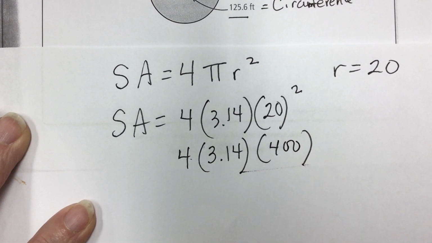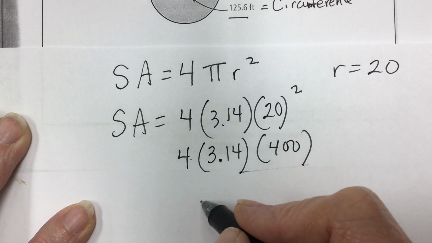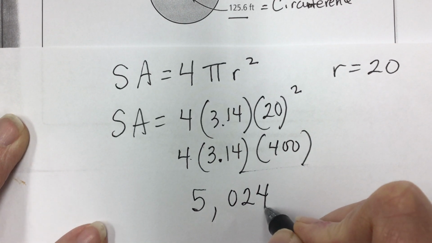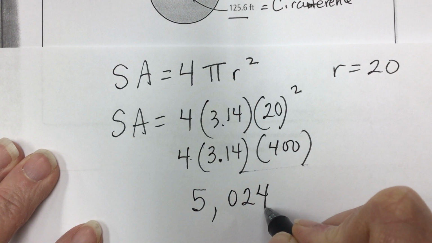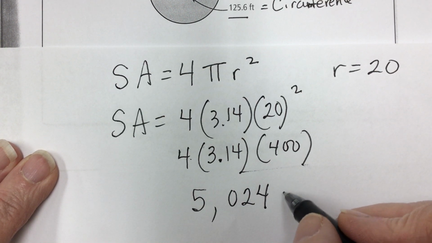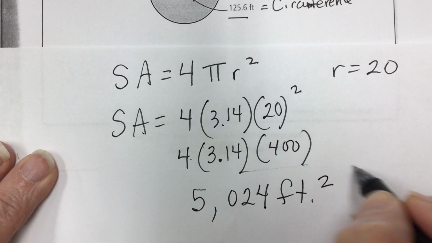Now we will multiply all three of these numbers together. Let's start with 4 times 3.14 times 400. Multiplying them all together, I get 5,024. So the surface area of this giant cheese ball is about 5,024 feet squared.